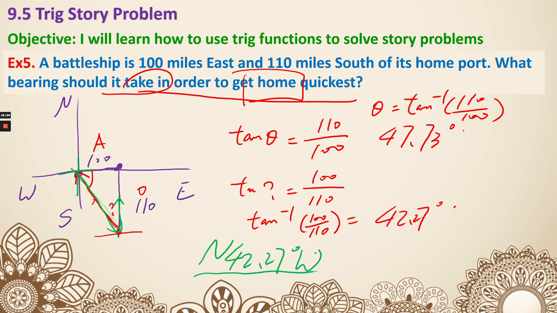But if I change the question to, what is the bearing that the home port is trying to track of the battleship? Then in that case, it's going to be this direction, and that is going to be south 42.27 degrees east. So it's completely opposite. North facing south, changing into south, and west changing into east. Now that is example 10, and that is everything for 9.5, for 9.5b. Thank you.